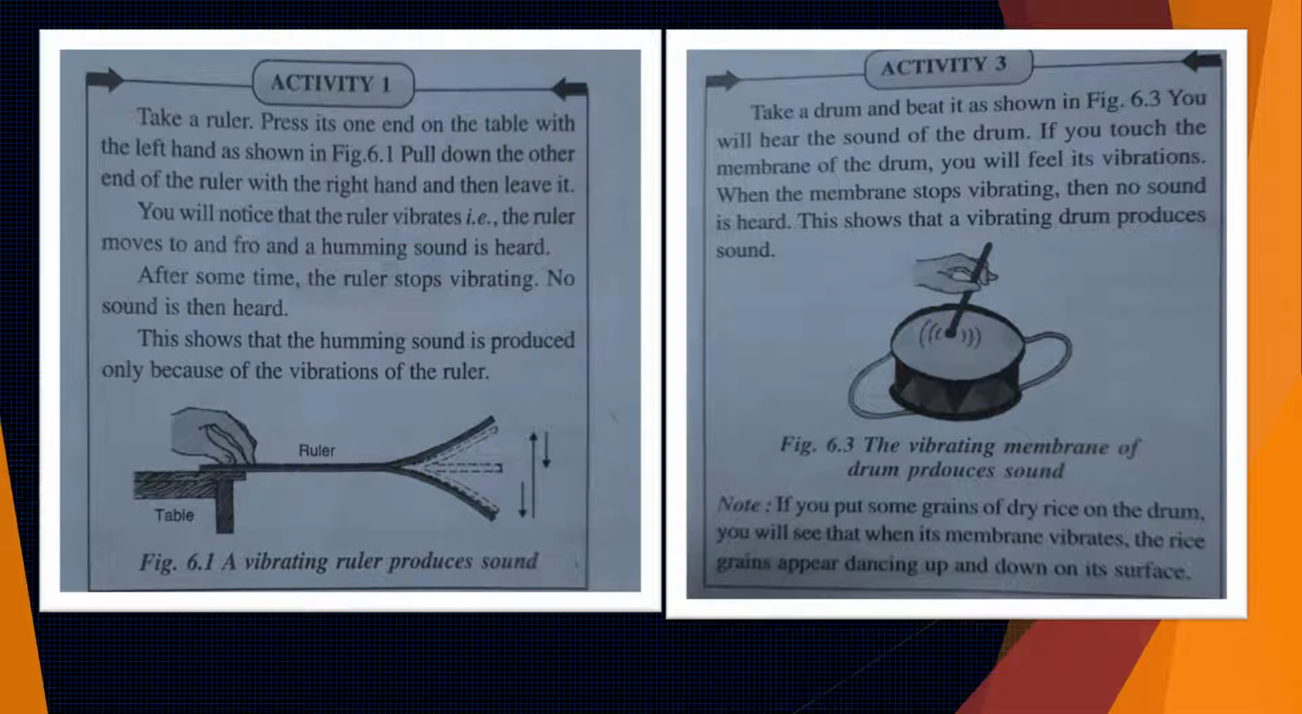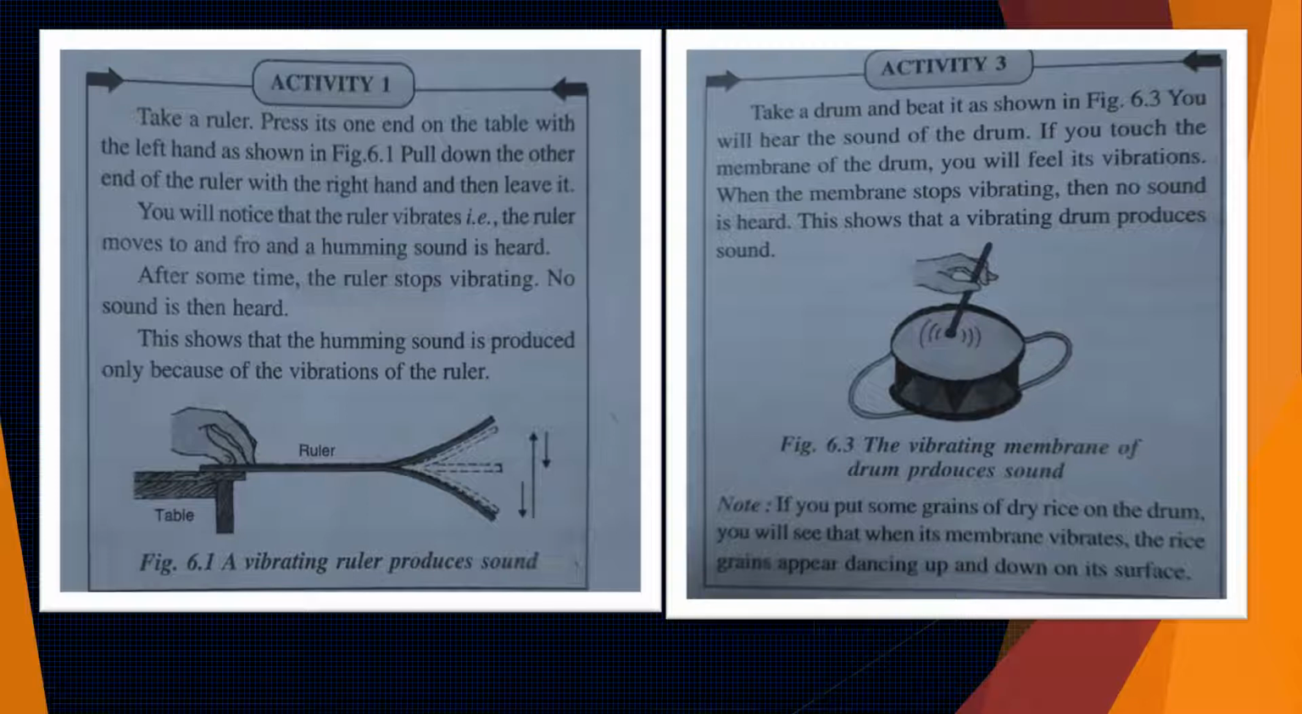Activity 1. Take a ruler, press its one end on the table with the left hand as shown in the diagram. Pull down the other end of the ruler with the right hand and then leave it. You will notice that the ruler vibrates, that is, the ruler moves to and fro and a humming sound is heard. After some time, when the ruler stops vibrating, no sound is heard. This shows that the humming sound is produced only because of the vibrations of the ruler.